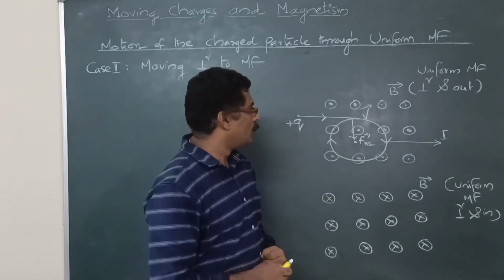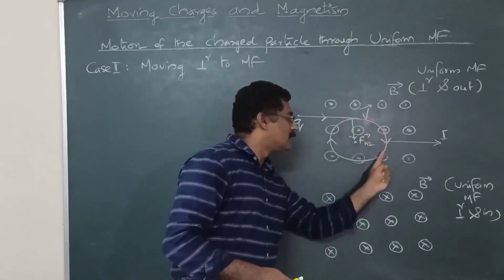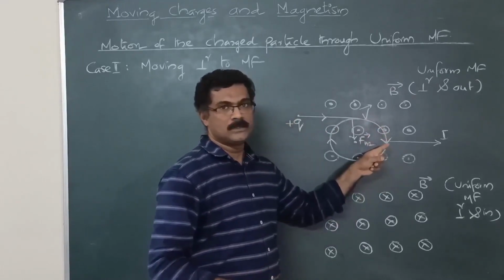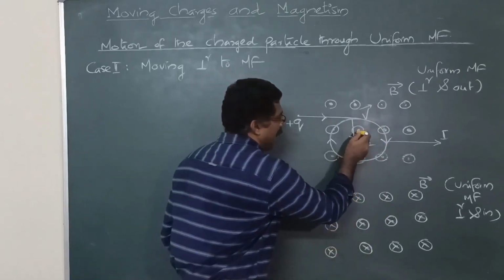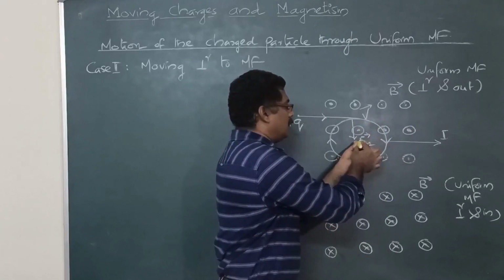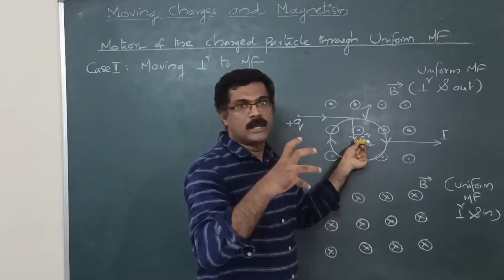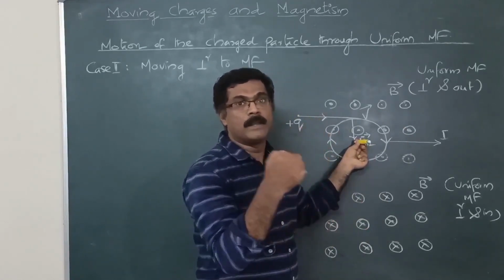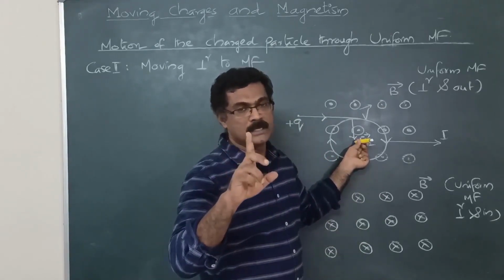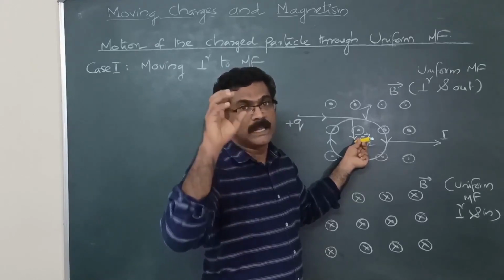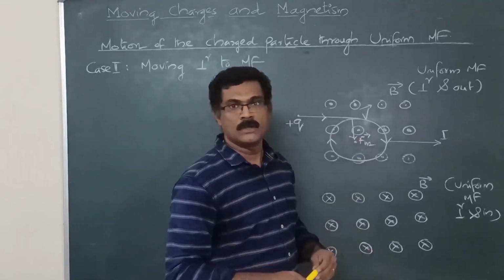Okay, now another question is this one: in which plane is this circular motion executed? What is the plane of this circular motion? We know that here the magnetic field is perpendicular and the circular path is in this plane. So we can say that the circular motion takes place in a plane perpendicular to the direction of magnetic field. So that's a very important point. What is that? The circular motion takes place in the plane perpendicular to the direction of magnetic field.